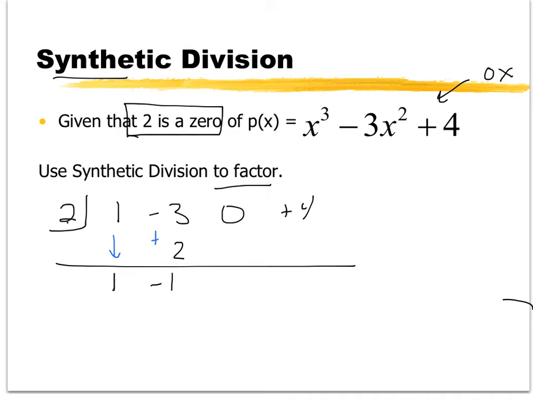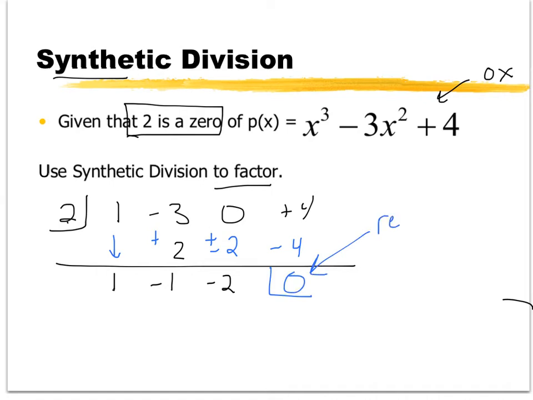Okay, then we got 2 times negative 1, which is going to be negative 2, and I'm going to add these guys together. That's going to give me a negative 2, and look what happens here. I got 2 times a negative 2, which gives me negative 4, which gives me my remainder of 0.